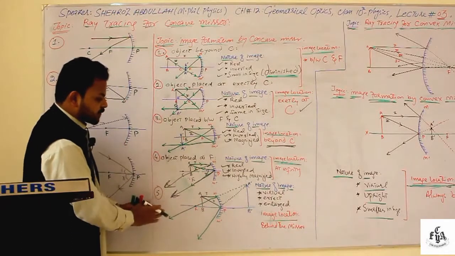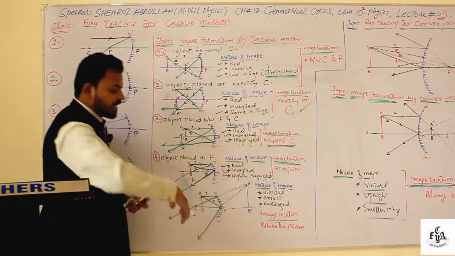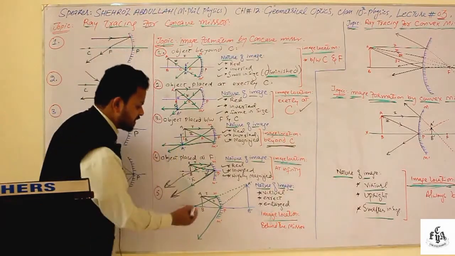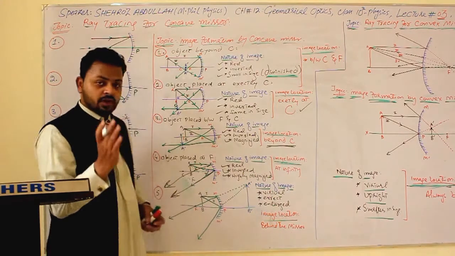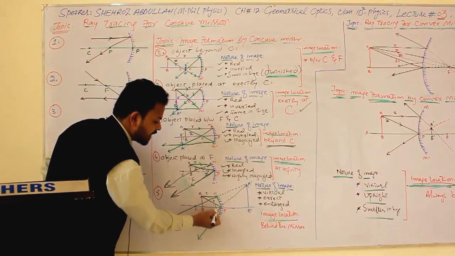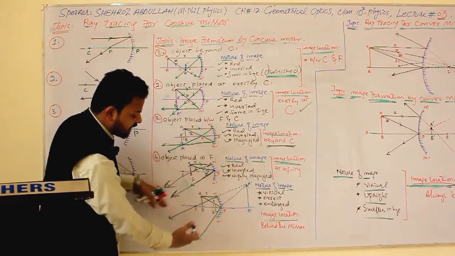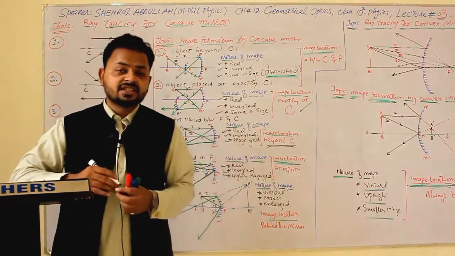Okay, now the last case we discuss: we place an object between F and P, the principal focus F and pole P. What happens? Look, the first ray is coming, striking the mirror and passing through the principal focus. The second ray comes and strikes the pole, right, by making i equal to r. They are reflected and moving away from each other. They are not meeting each other.